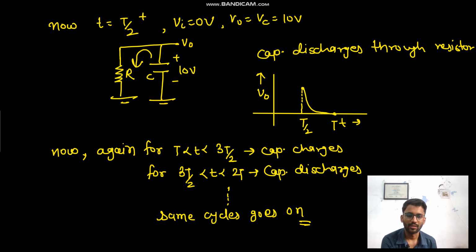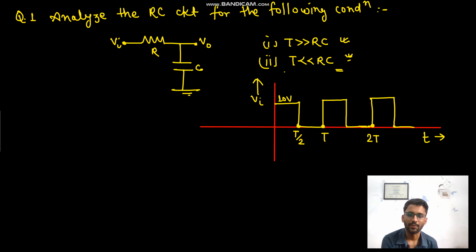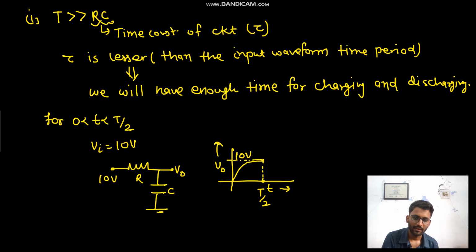I naught T. So what is the I naught T in this question? The I naught T will be this value. Initially, at T equals 0, the current is 10 by R, and slowly the current decreases. If you talk about the current I naught at T equals 0, it is 10 by R, and then when the capacitor is charged to 10 volt, it reduces to 0. So from 10 by R it goes to 0 till T by 2.